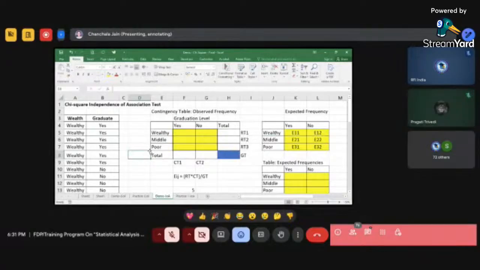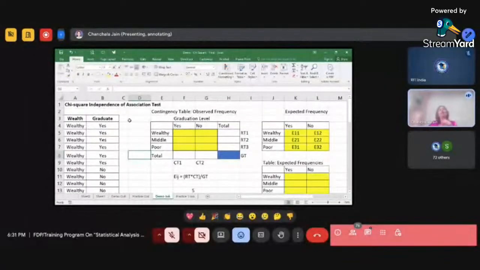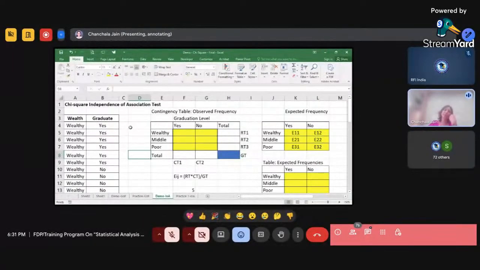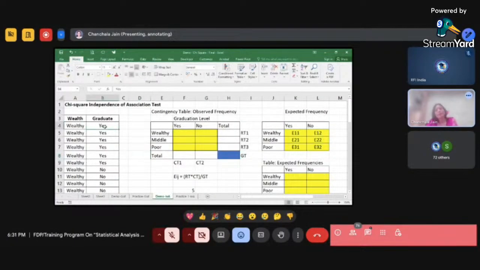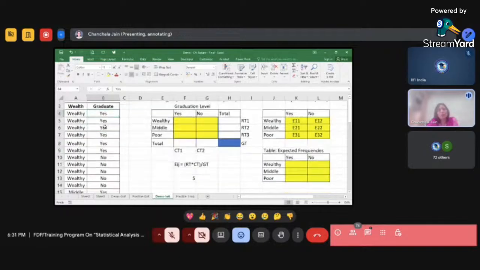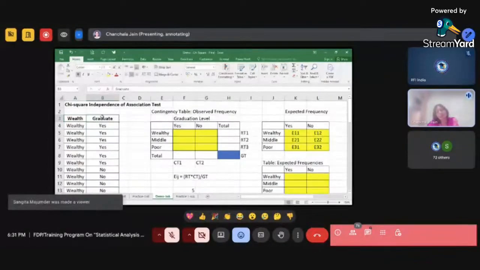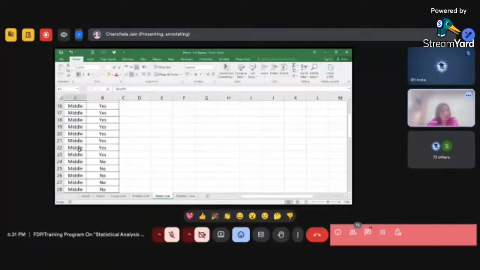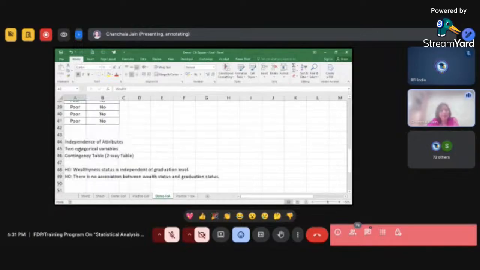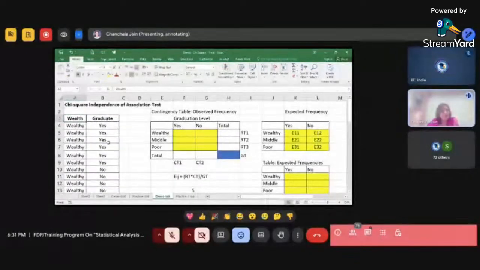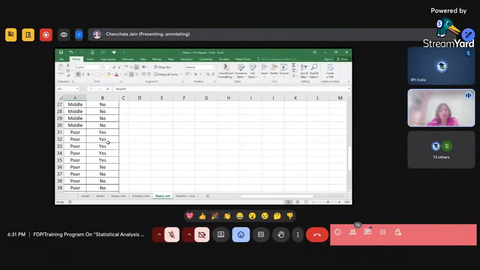Yes, ma'am. Fine. So now you can see I'm presenting you the second example, which is related to the independence of attributes, or independence of association, or test of association, right? There you can find I have given you two columns. One is the wealth status, the second one is the graduation status. In the wealth status, you have wealthy, middle, and poor. These are the three statuses given here. And in the graduation status, there is yes and no. Two things are given.